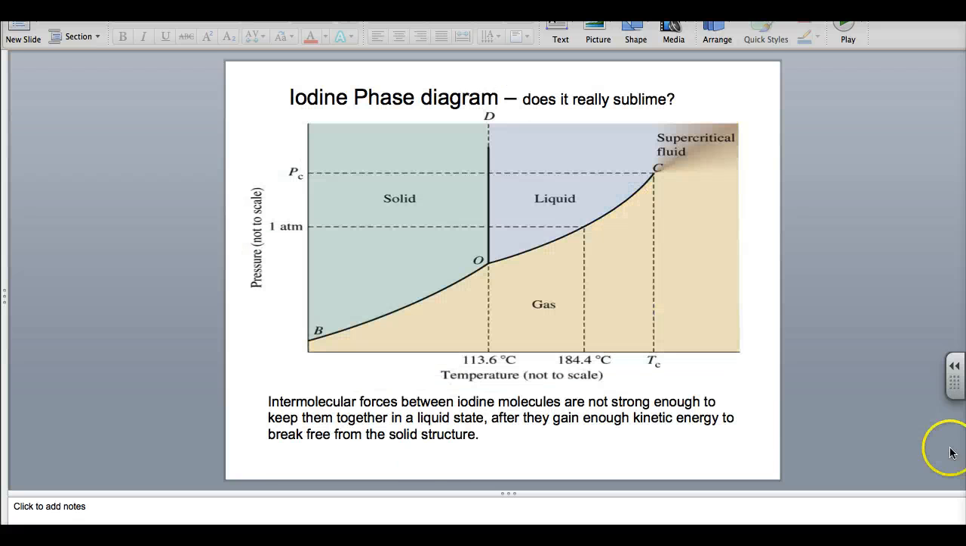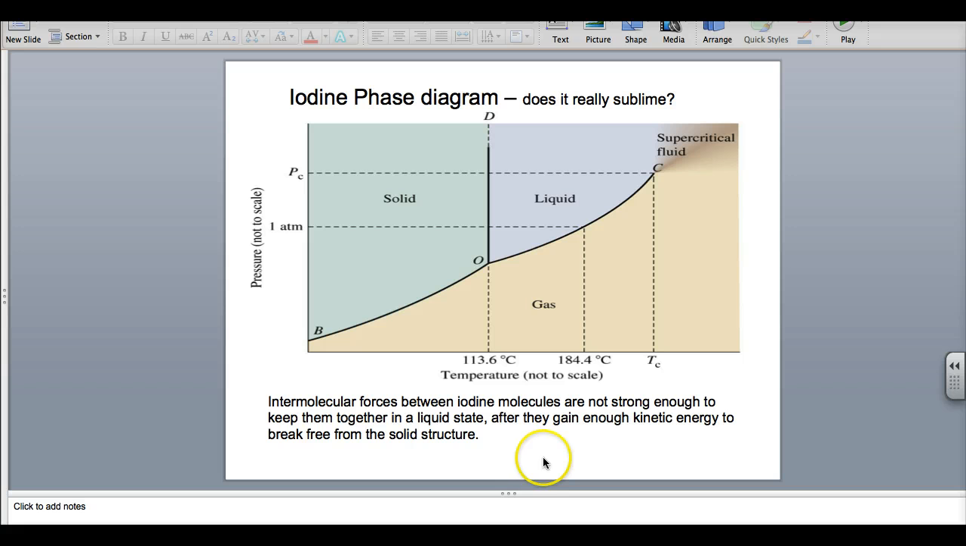Okay, and that's iodine, which is interesting in that its triple point, sorry, is well below 1 atmosphere. So it's supposed to have all three phases, but we notice that iodine sublimes, and it's a weird scenario. The intermolecular forces between the iodine molecules are not strong enough to keep them together in the liquid state. So what happens is iodine will actually become a liquid, but because they don't have enough energy to stay as a liquid, they quickly become a gas. So it's interesting that the basic phase diagram is this for iodine, but yet we see it become a gas.